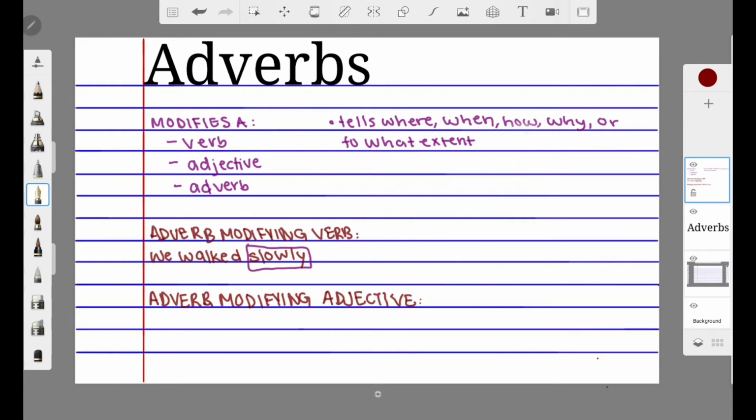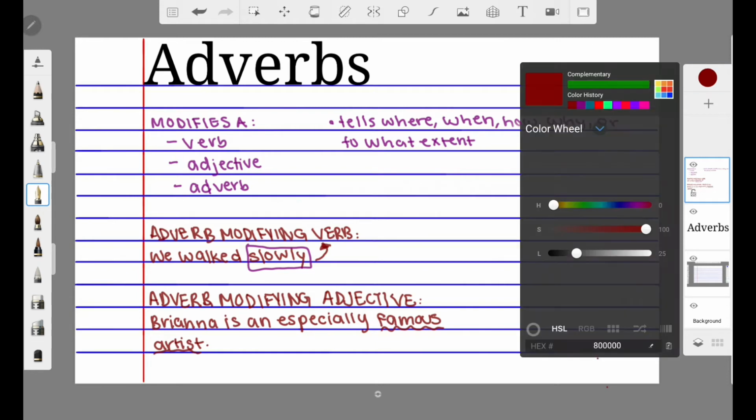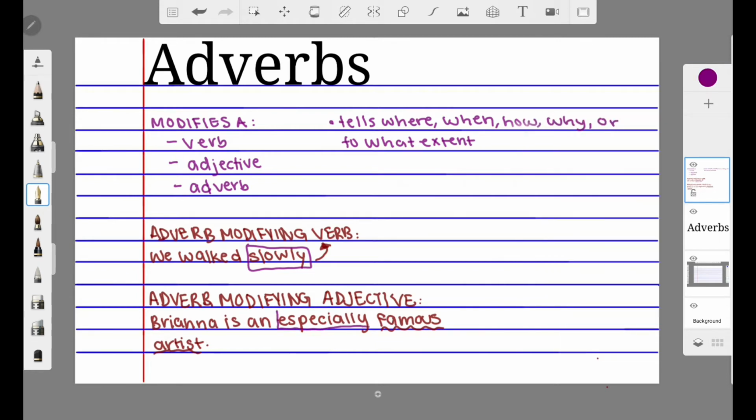Alright, in that example, the adverb slowly was modifying a verb. Now let's look at an example where the adverb modifies an adjective. "Brianna is an especially famous artist." So famous is our adjective because it modifies the noun artist, and especially would be our adverb because it modifies the adjective famous.